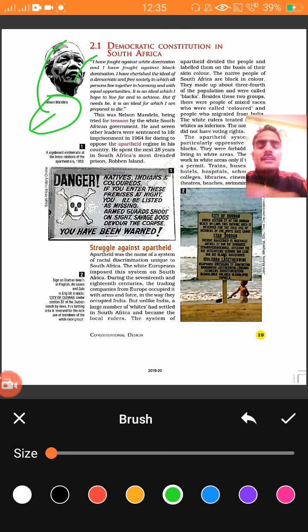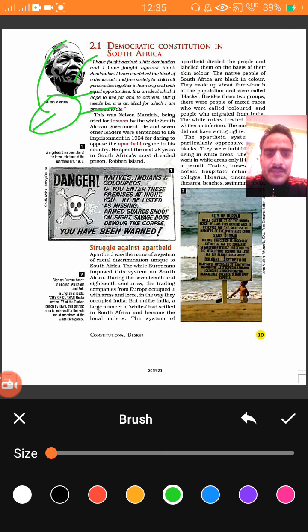He was South African. ये बोलते हैं कि मैंने black domination के against भी fight किया और white domination के against भी fight किया. Now I have cherished the ideal of a democratic and free society in which all persons live together in harmony with equal opportunities. It is an ideal which I hope to live for and to achieve. But if need be, it is an ideal for which I am prepared to die. अगर ये ideal नहीं होता है, then I am prepared to die.